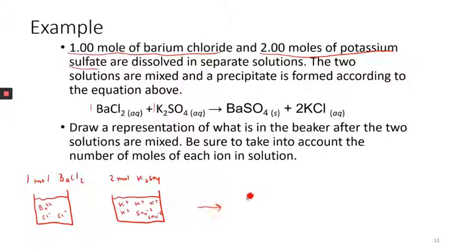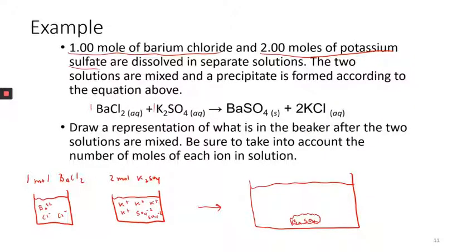So what will our beaker look like in the end after we mix them together? Well, what's going to precipitate out? Barium sulfate. So let's just draw that on the bottom as a precipitate. It's a solid, so it sinks to the bottom. Since we only have 1 mole of barium chloride, that means that we've used our 1 barium with 1 sulfate. Okay? Everything else from our initial drawings is either part of our potassium chloride or extra that we didn't need.